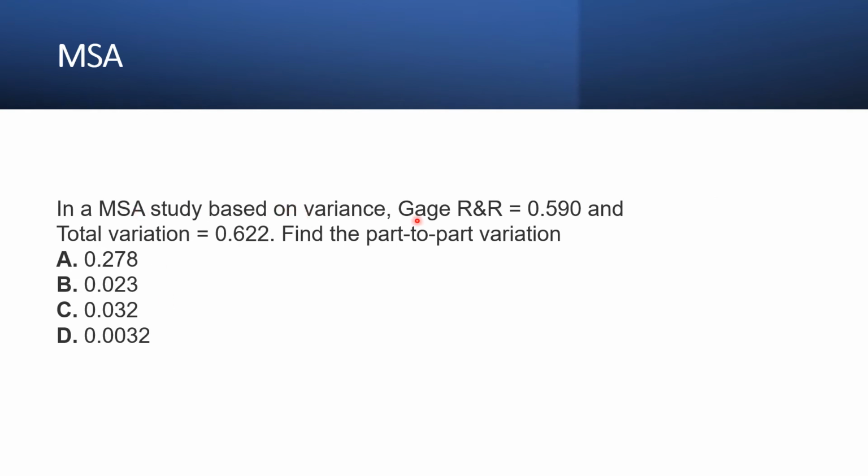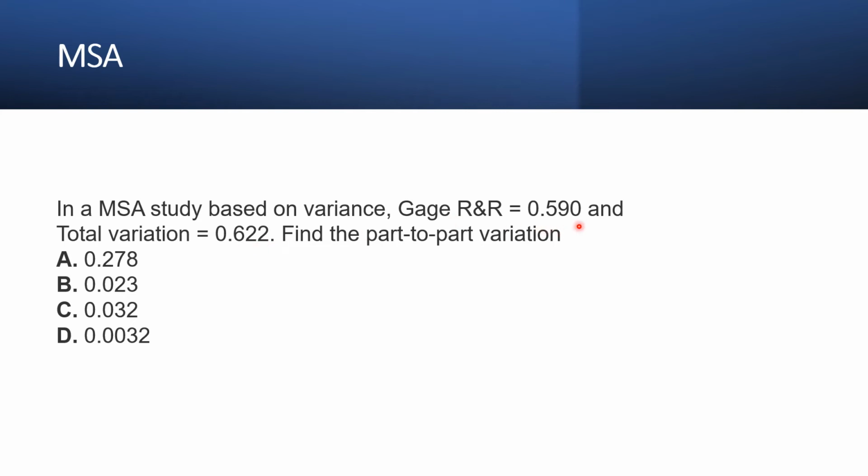In MSA study based on variance, gauge R&R is 0.59 and the total variation is 0.62. What is the part-to-part variation? Please note, the formula for total variation is gauge R&R plus part-to-part variation, right? So when you want the part-to-part variation, you deduct the gauge R&R from total variation, right?